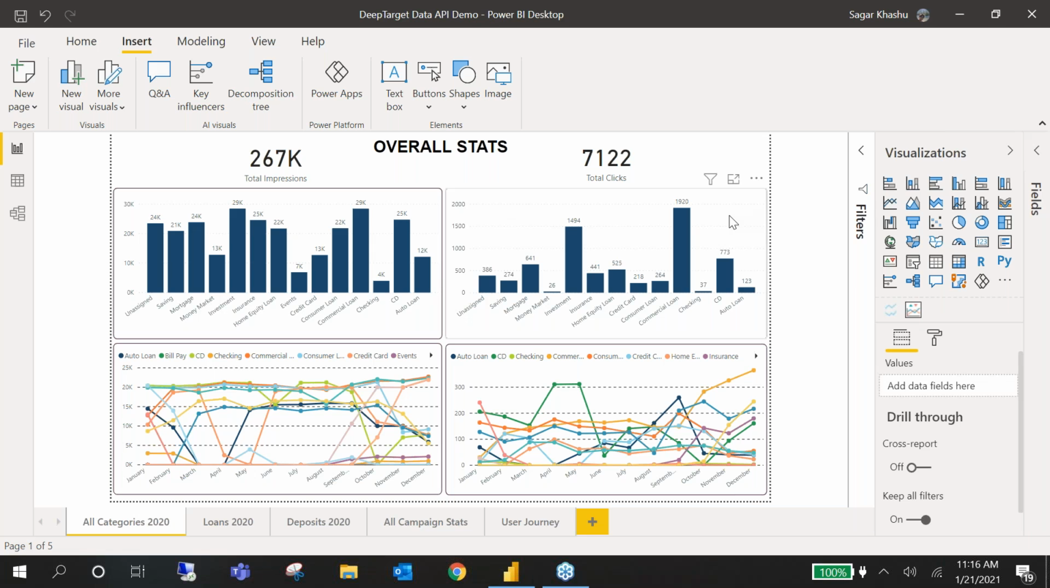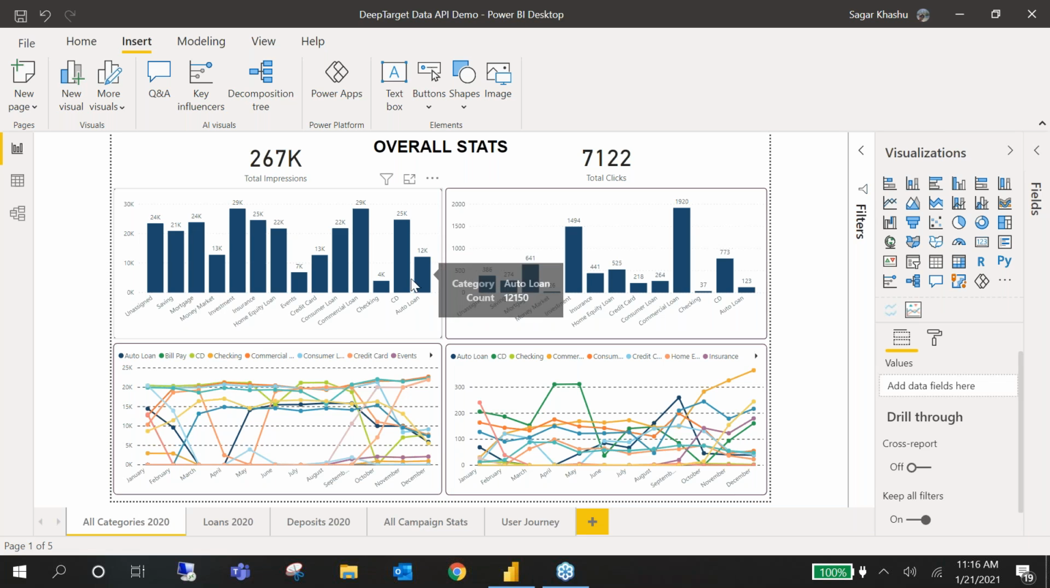The first one that you see here is a dashboard that gives you an overall picture of impressions and clicks in terms of the engagement that your members have produced on Deep Target campaigns. So that's what this data is derived on. As you can see on the left, you have all the impressions data with the total impression count for the entire year 2020 in this demo. And similarly on the right, you have the clicks count for the entire year of 2020.